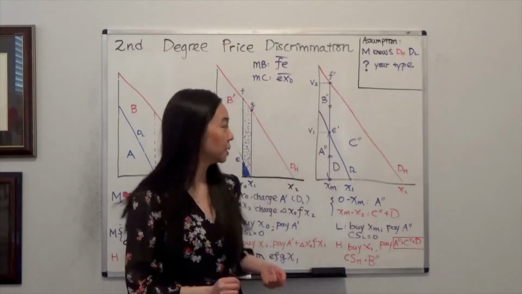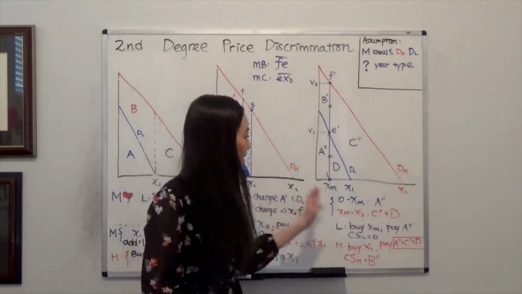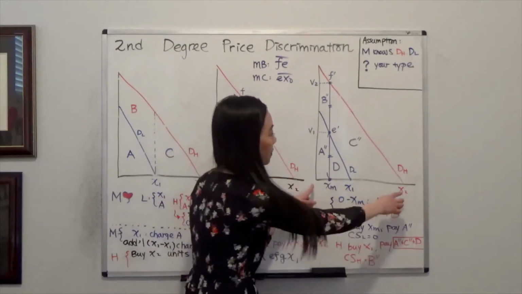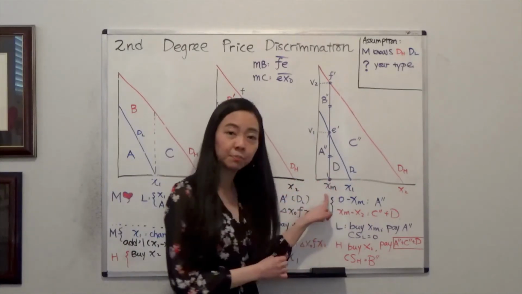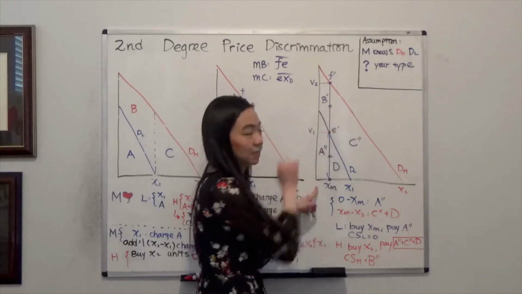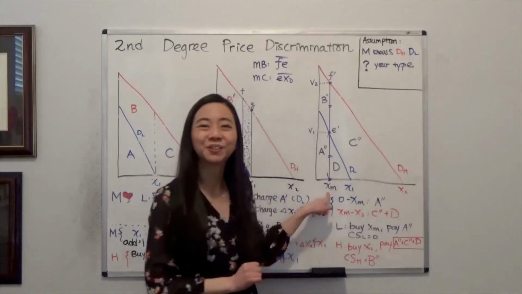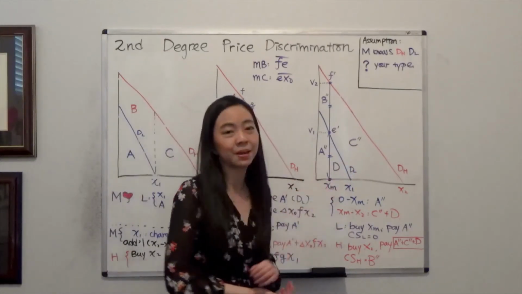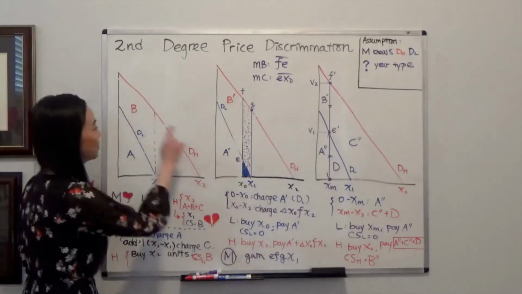So if you're the low type, you are going to buy XM, and you're paying A double prime, and the low type's consumer surplus is still 0. If you're the high type, you are going to buy X2, and for the first amount from 0 to XM, the high type is going to pay only A double prime, so the high type still gets a consumer surplus, B double prime. And for the additional units from XM to X2, the high type will have to pay C double prime plus D. And therefore, the high type has a consumer surplus, D double prime. But notice how D double prime is a lot smaller than before.